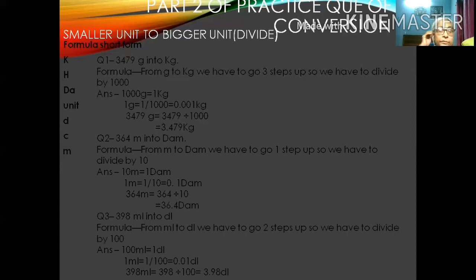Then come to the next, that is about the liter. 398 milliliter into deciliter. From milli to deci, how many steps are we going up? Milli to centi, centi to deci. So we are going 2 steps. 2 steps means 2 zeros, that is 100. So 100 milliliter is equal to 1 deciliter. 1 milliliter is equal to 1 upon 100. And then 398 milliliter is equal to 398 divided by 100, which is 3.98 deciliter.